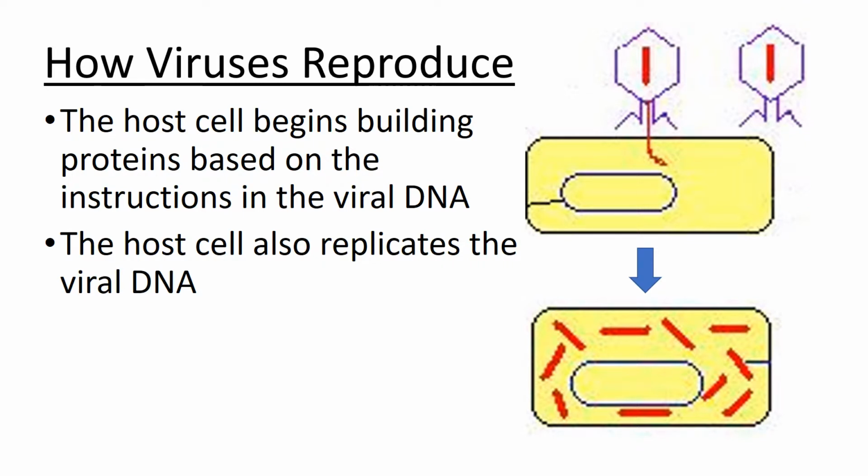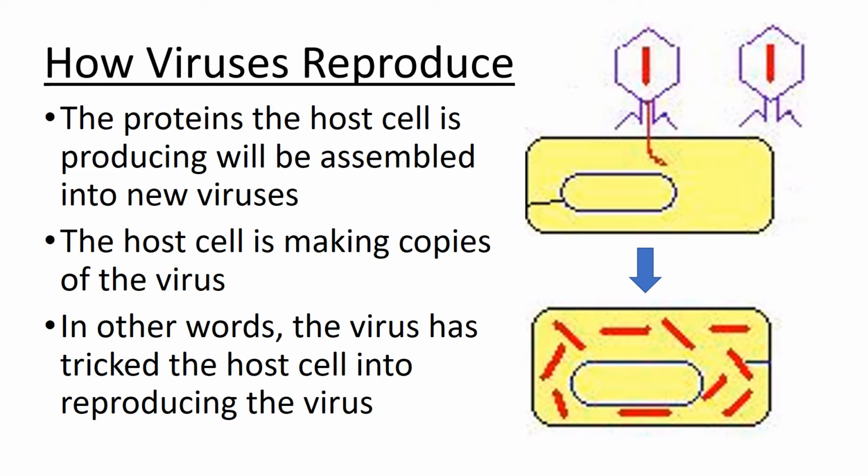In the image on the right, we have a virus injecting its DNA into a host cell up on the top. And then below that, we have the host cell filling up with the proteins and the DNA or RNA of the virus that it's building based on the instructions in the viral DNA. The proteins the host cell is producing will be assembled into new viruses. The host cell is making copies of the virus. In other words, the virus has tricked the host cell into reproducing the virus.